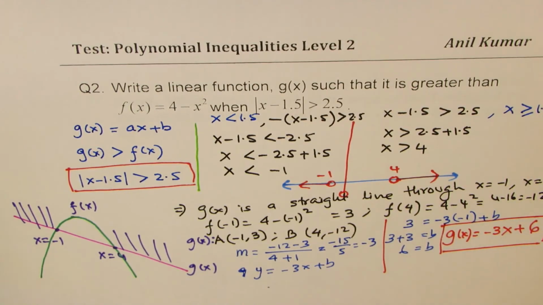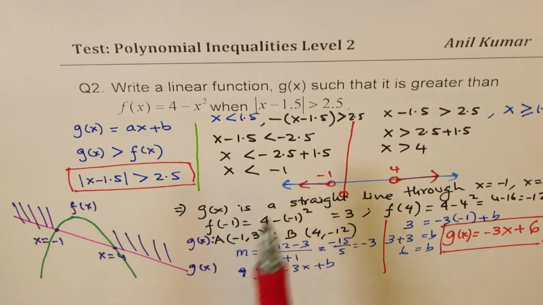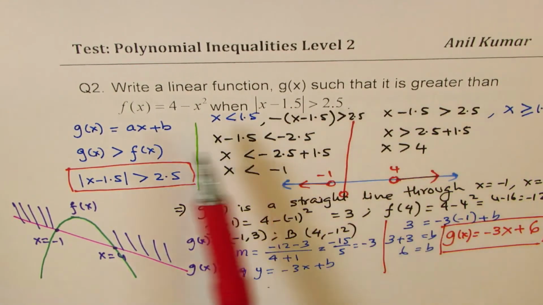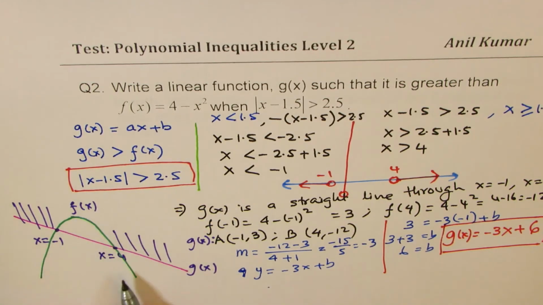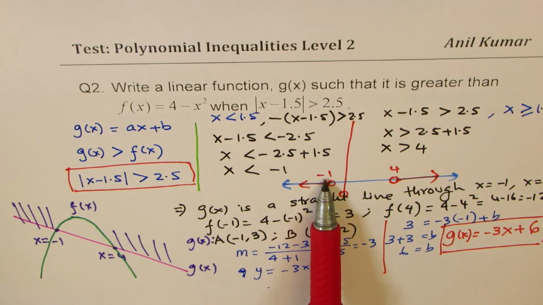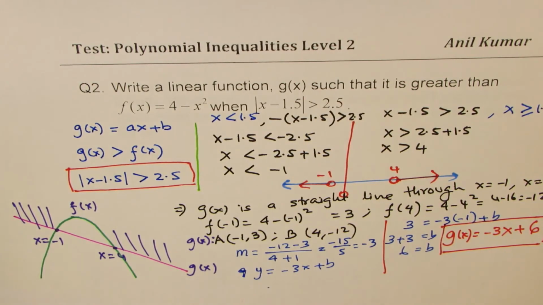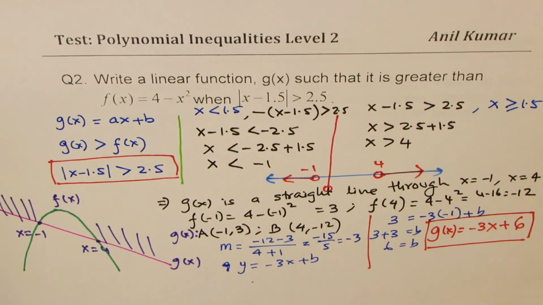So go through this question once again. Write a linear function g of x, such that it is greater than f of x, the inverted parabola, when x is less than minus 1 and greater than 4. That is the meaning of this absolute function inequality. Bring them all together. That is what is expected for you to know when you enter the final exam on pre-calculus advanced functions. So I hope this concept is absolutely clear. Have a good look at it.